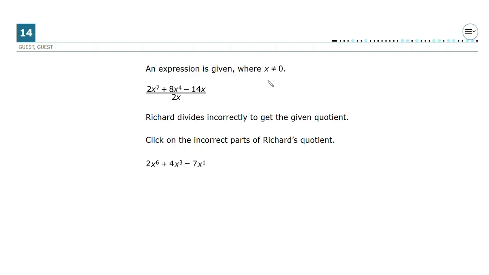An expression is given where x is not equal to 0. Richard divides incorrectly to get the given quotient. Click on the incorrect parts of Richard's quotient. So let's just go ahead and divide this correctly then. So we have 2x to the 7th divided by 2x. 2 divided by 2 is 1, which we don't need to write. And x to the 7th divided by x to the 1st.